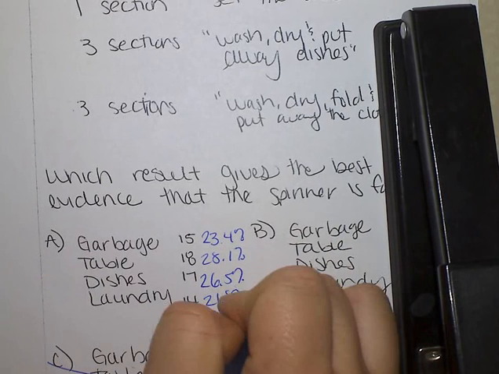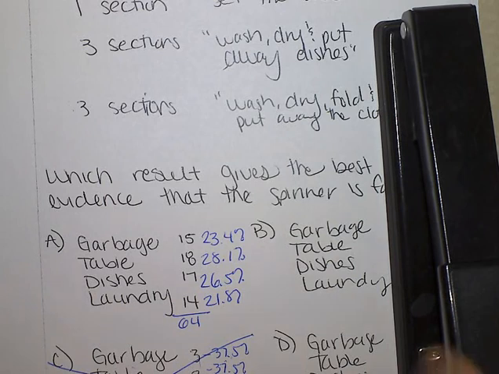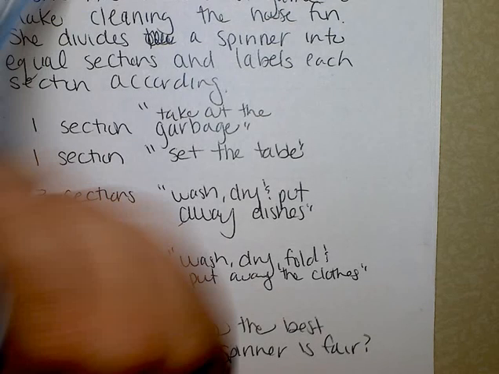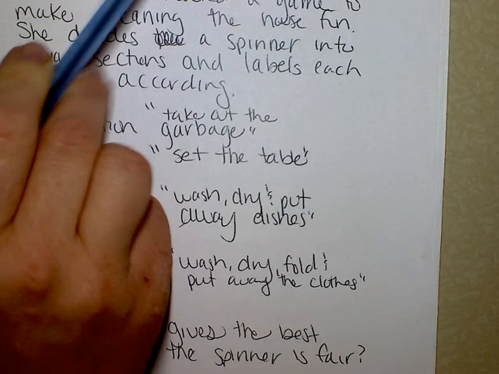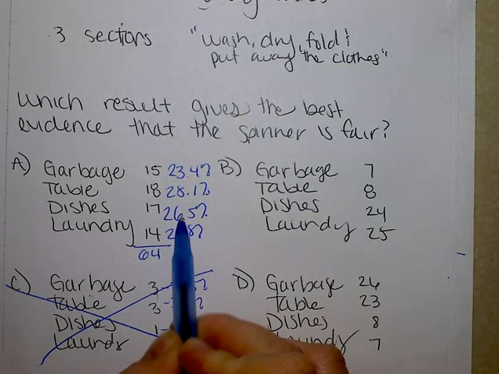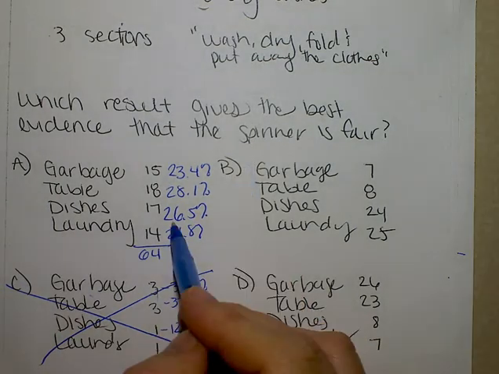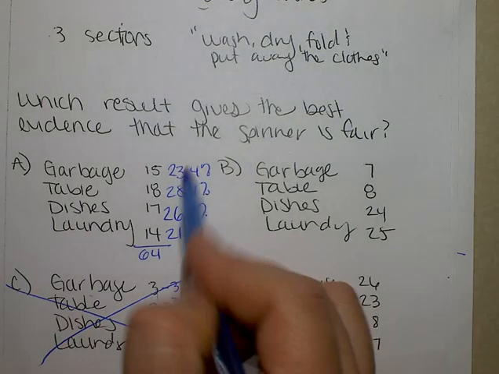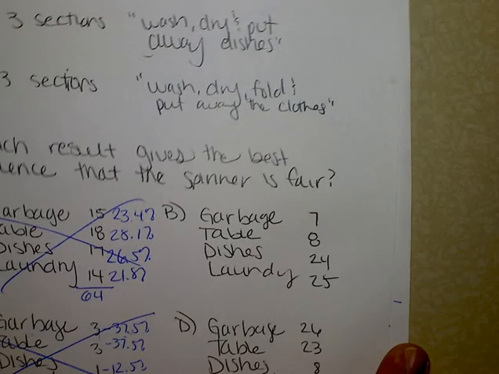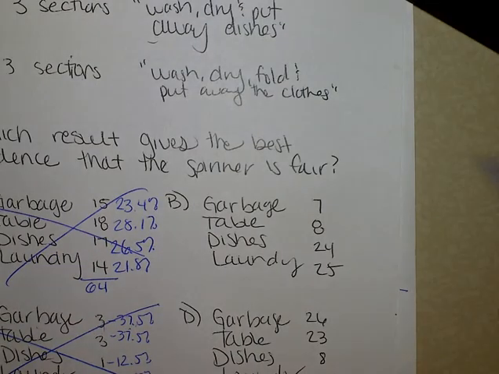So I'm going to look at my results and look up here. So this is what I know. I know dishes and clothes should be considerably higher. Dishes and clothes. Are dishes and clothes considerably higher, because clothes is the same thing as laundry, is dishes and clothes considerably higher than the other two? Nope, cross out.